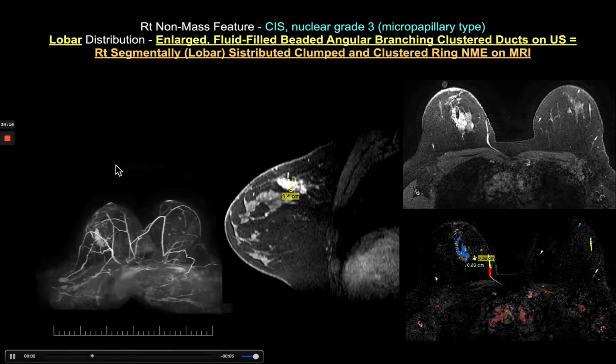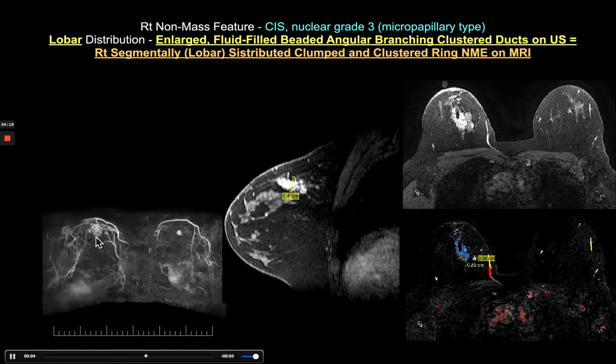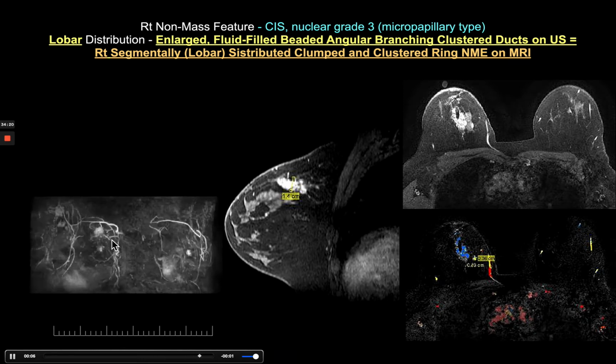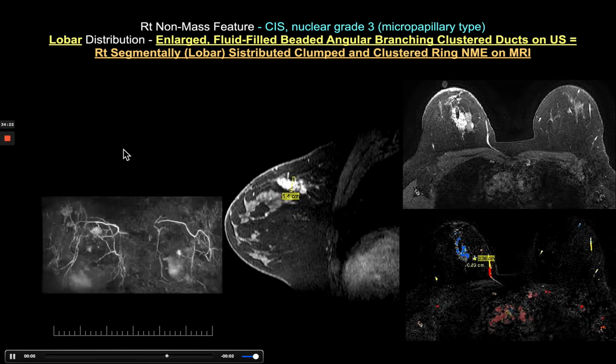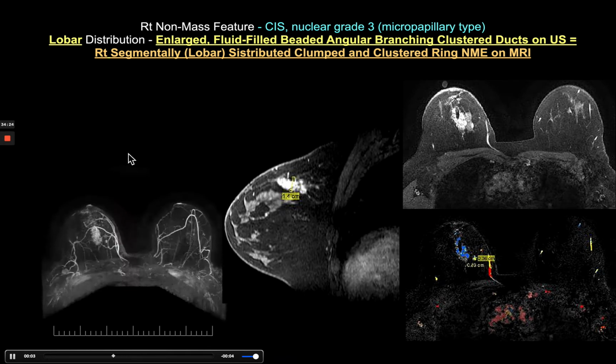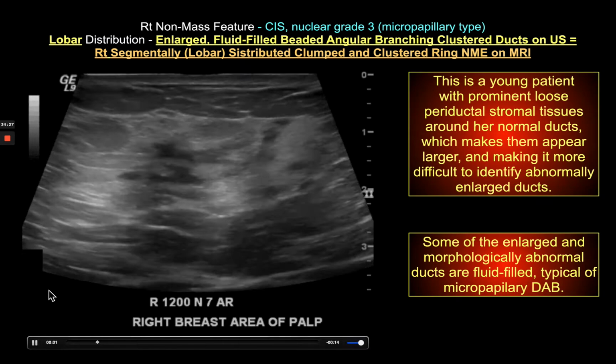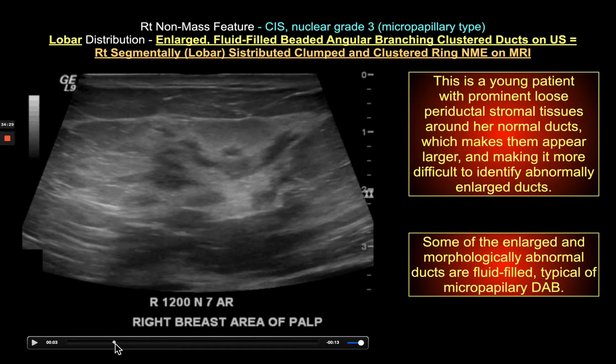So here we can see the MR. We can see it's a segmental clumped enhancement, and actually some clustered rings too. I'll show you what changing the density can do for that. Here's the ultrasound. We're making an ultrasound sweep through this.